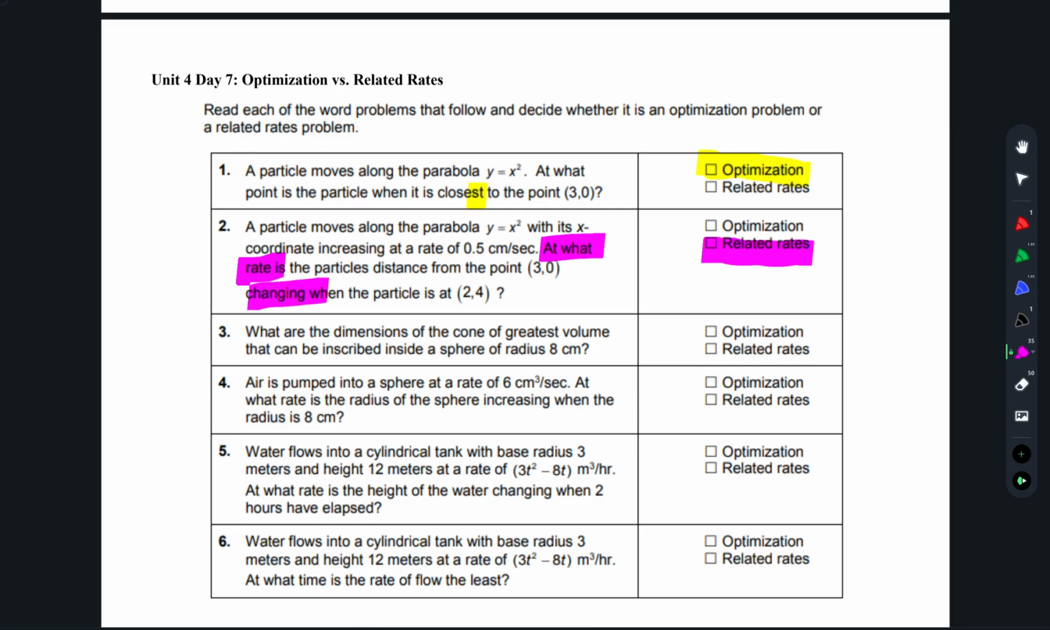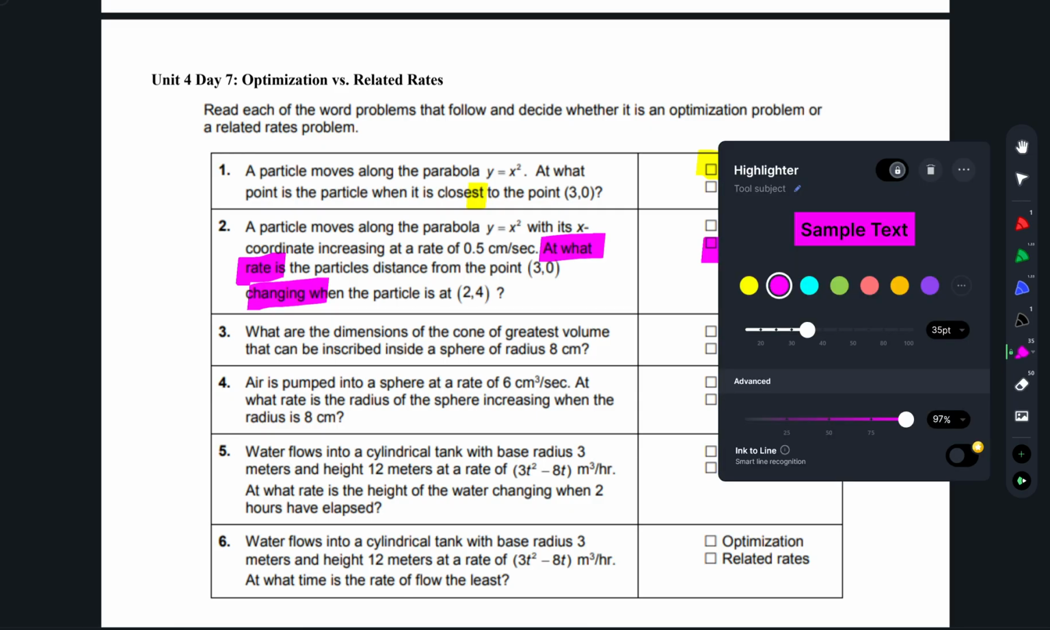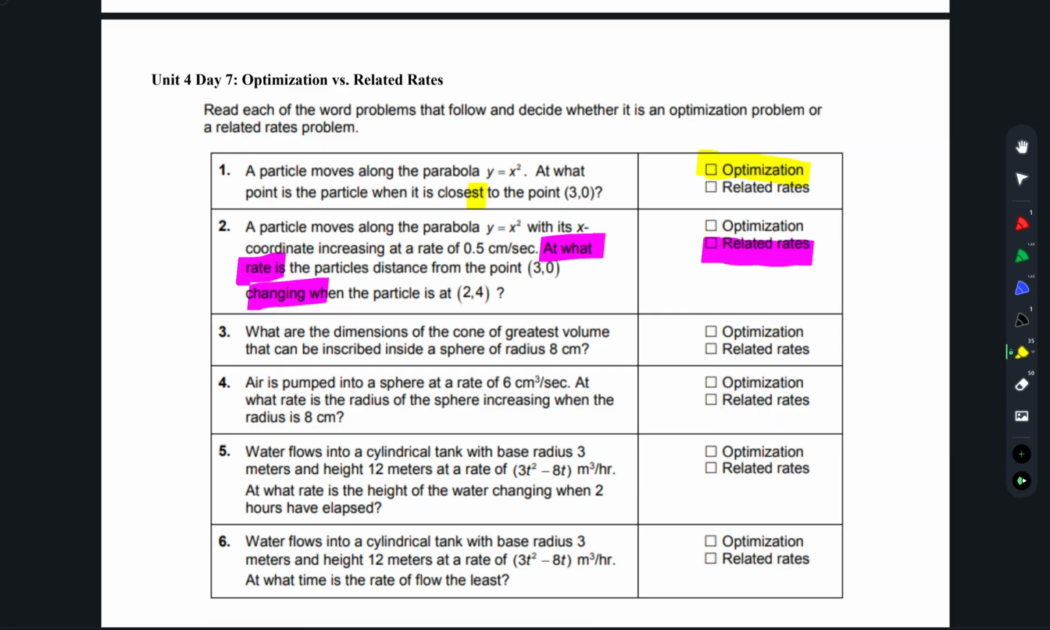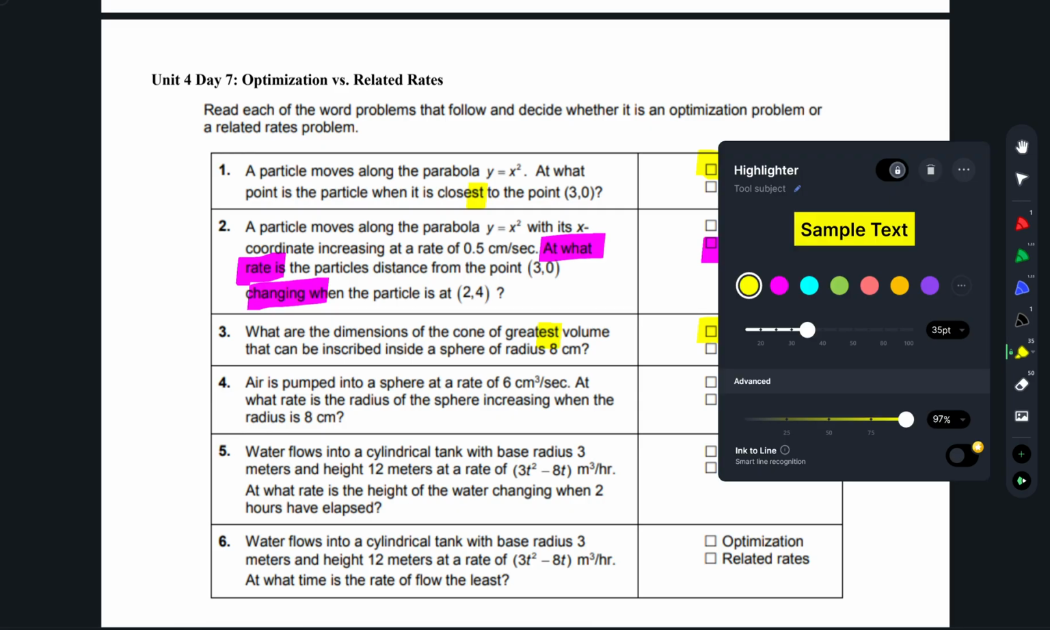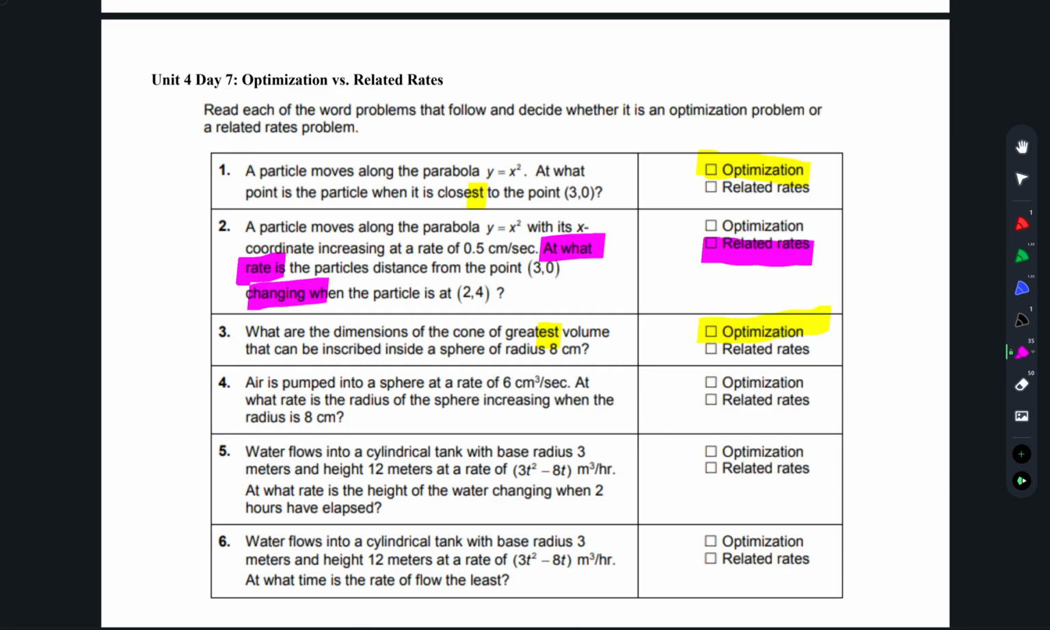So number 3, is that optimization or related rates? Optimization. Greatest. What about 4? Yep, related rates, because it's saying increasing at what rate. They're asking you for a rate. So related rates. What about 5?